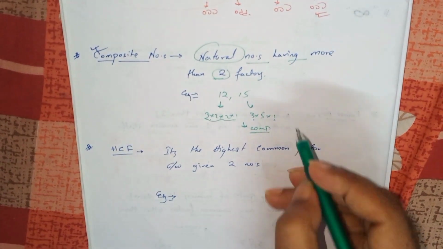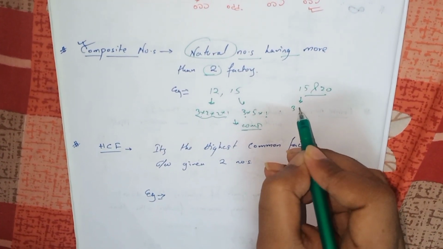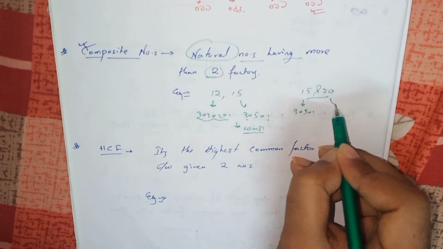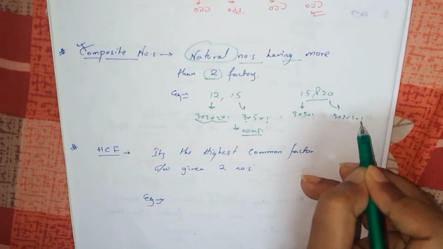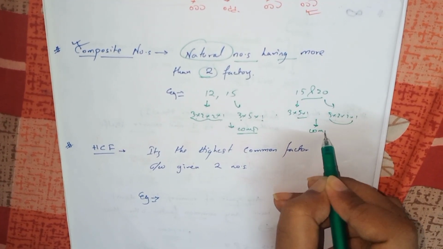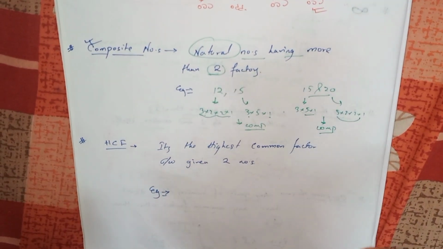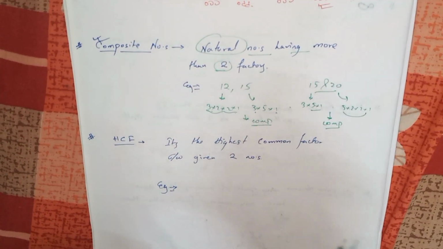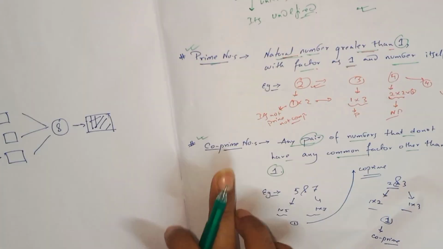Let's take another pair. 15 and 20. 15 is 3 into 5 into 1. 20 is 5 into 2 into 2 into 1. Common are 5 and 1. So they are composite numbers. Here it means we need to compare. Composite numbers are not like even numbers, where there is only one number. We will have to compare between two numbers, like we did in coprime numbers, right?